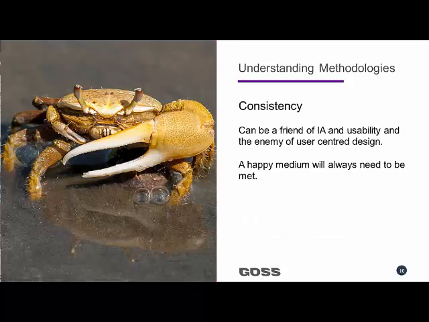One of the things to consider about information architecture is whether you want to be consistent or whether you want to be user-centered. I've often found that consistency can be the friend of information architecture and usability and the enemy of user-centered design. A happy medium will always need to be met in order to design the perfect user interface.